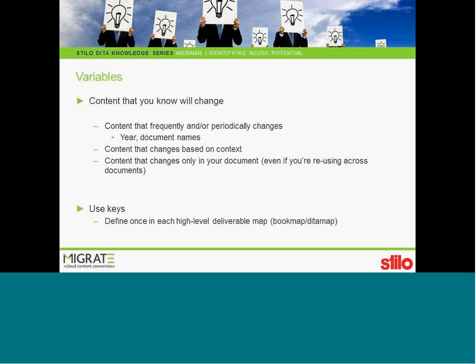Also look for content that changes based on context. So this could be the product name changing based on where that topic is in the information set, or where the user is accessing it from. If you use one topic in two places, but it's slightly different in each place, you can use a key to manage the variations. It's also content that changes only in your document. So if you're using a topic across an entire documentation set, but in your document you want a particular word to be replaced, that's the sort of thing that you can do with a variable, and use a key for that.